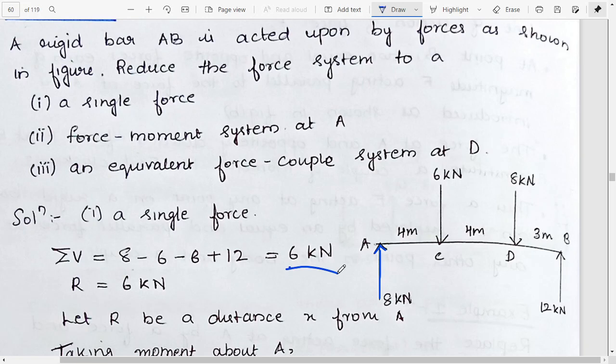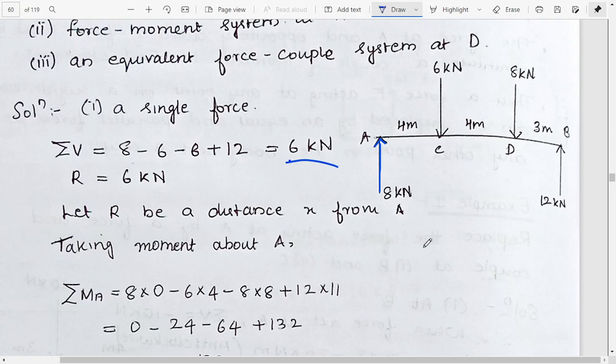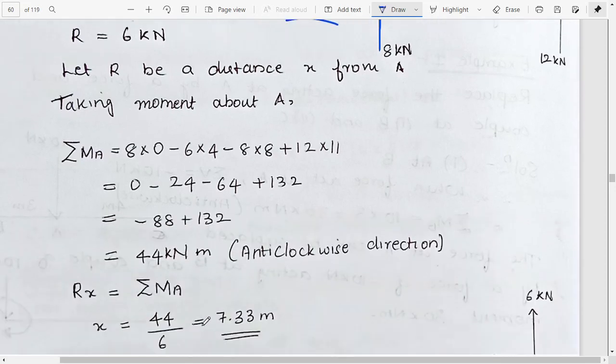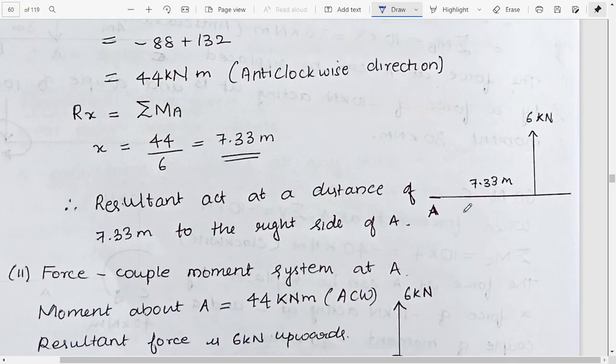Now we need to find the distance also. It is nothing but from A, if you are taking, that will be minus 6 into 4, then minus 8 into 4, and 12 into 11. So we'll get 44 kilonewton meter, and from that we'll get x is equal to 7.33. So it will be something like this: the single force 6 kilonewton, at 7.33 meter.